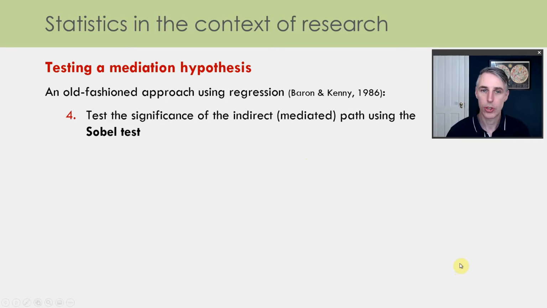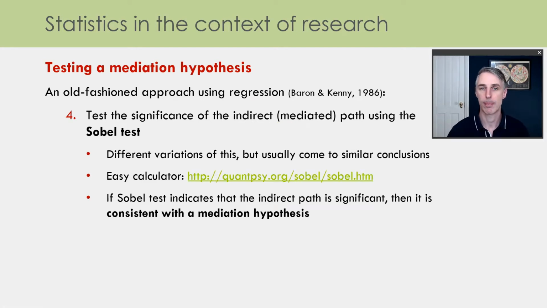And then the final step, the fourth step, is to test the significance of the indirect effect, that path A and path B, over the top of the triangle, if you like, using what's known as the Sobel test. Now, there are numerous different variations of the Sobel test, so it's an umbrella term, but they generally come to the same conclusions if the pattern in the data itself is clear. What the Sobel test indicates is the significance of the indirect effect. Is that indirect effect significantly different from zero? And if the Sobel test is significant, then it is consistent with a mediation hypothesis.